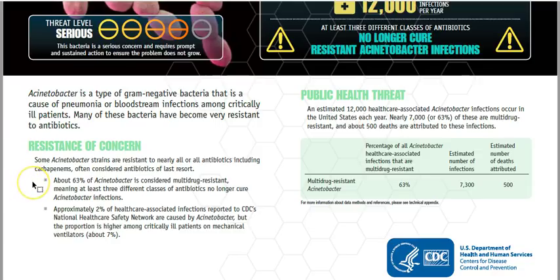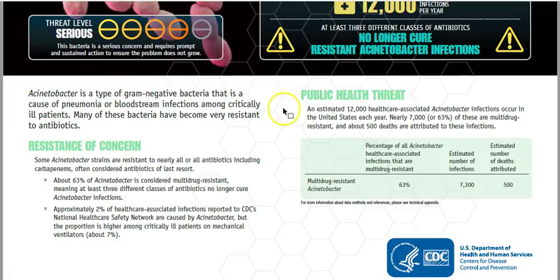About 63% of AB is considered multidrug resistant, meaning at least 3 different classes of antibiotics no longer cure AB infections. Approximately 2% of healthcare-associated infections reported to CDC's National Healthcare Safety Network are caused by AB, but the proportion is higher among critically ill patients on mechanical ventilators, about 7%.